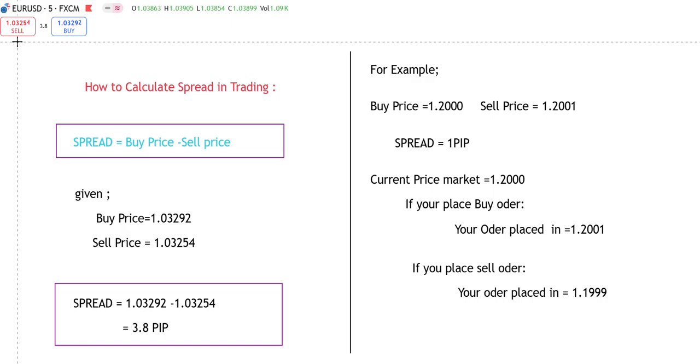What is the current price of the market and what is the selling price of the market? The difference is the spread. I think you may understand how to calculate spread.